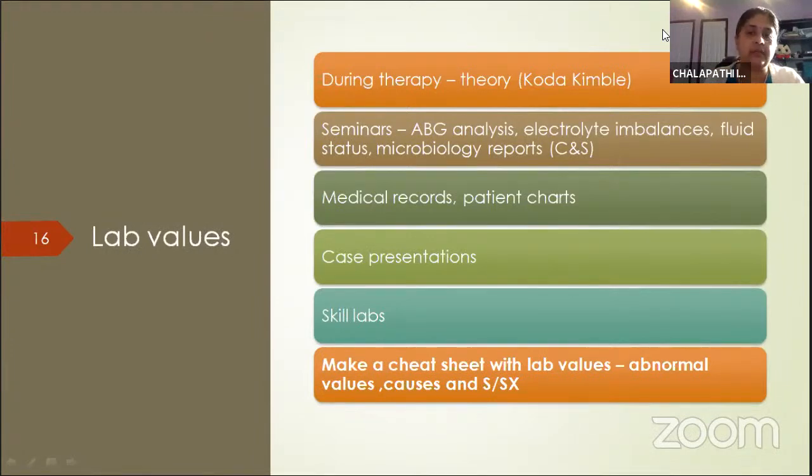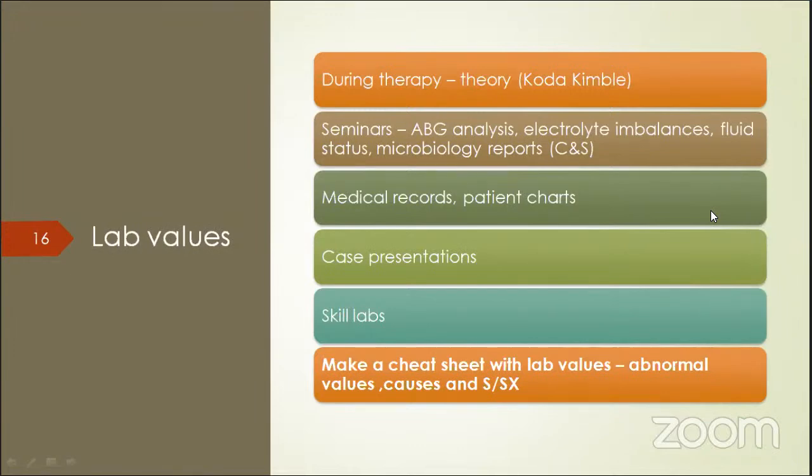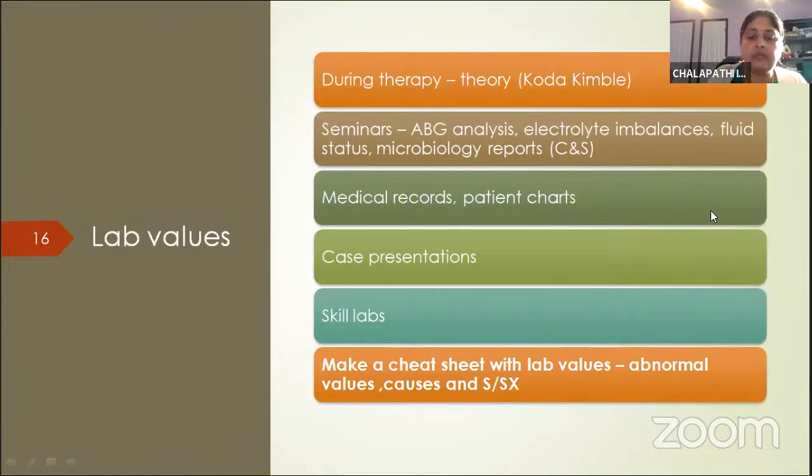For example, ABG analysis, electrolyte imbalances. DiPiro has very good chapters on all these. Whenever you see any lab value in the medical record or the patient charts, try to see what it is, what it does. I will not be able to cover all the elevations or the abnormalities in the lab values. And also have a skill lab where you get small exercises on all these values.